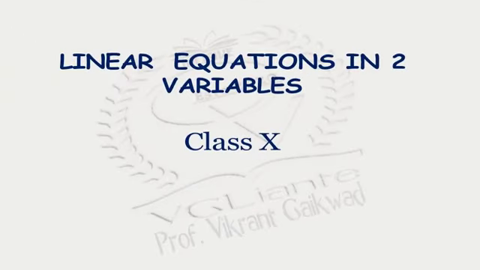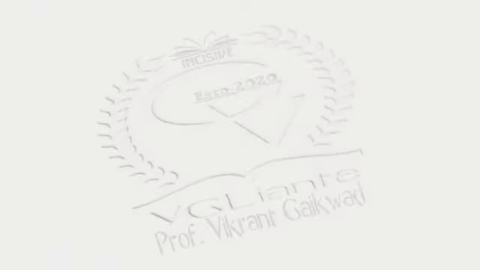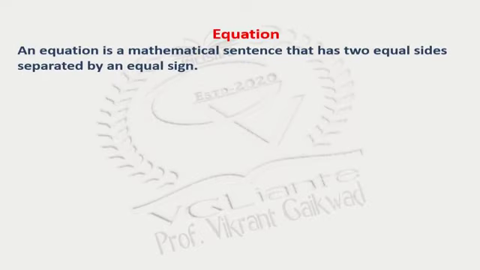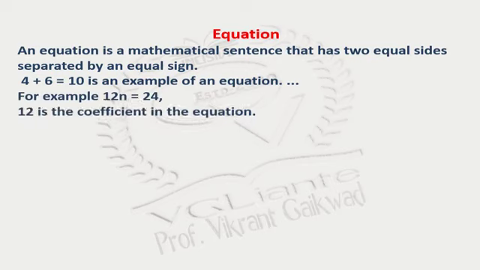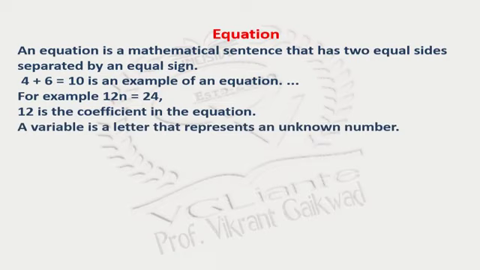Equation in two variables. An equation is a mathematical sentence that has two equal sides separated by an equal sign. 4 plus 6 equals 10 is an example of an equation. One more example, 12n equals 24, where 12 is the coefficient. In the equation, a variable is a letter that represents an unknown number.